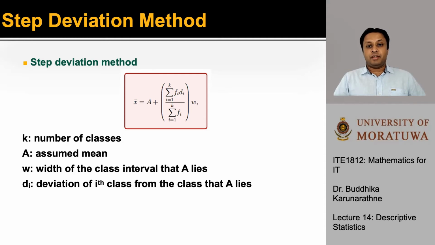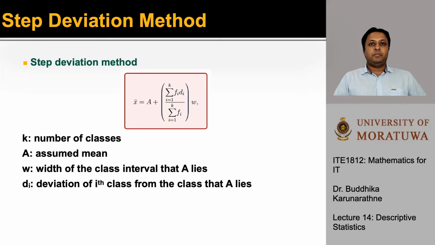K is the number of classes. A is what we call the assumed mean. So in this calculation, we assume a mean, and based on that, we continue the calculation. And W is the width of the class interval that A lies in, because we have to select a certain assumed mean, and that assumed mean lies in a certain interval, and W is the width of that interval or class. And DI is the deviation of the ith class from the class that A lies in.